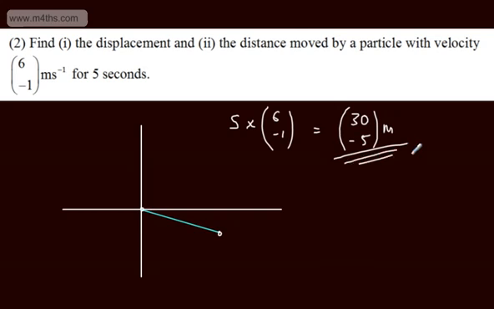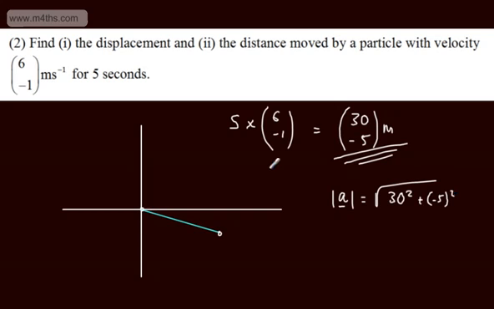If we wanted the distance, what we could do here is simply say that the distance is going to be the absolute value. So say if we said this was the vector A, we could say that the modulus was going to be the square root of 30 squared plus -5 squared.